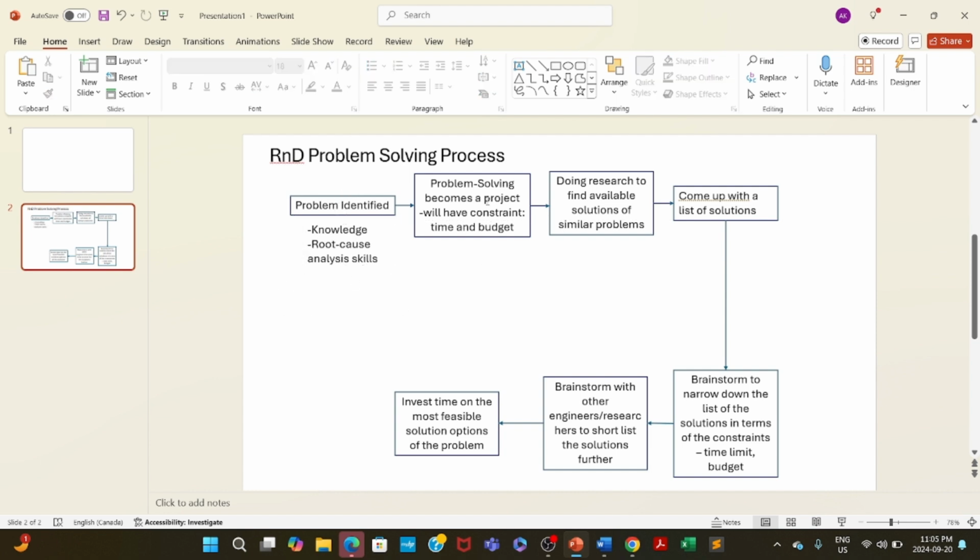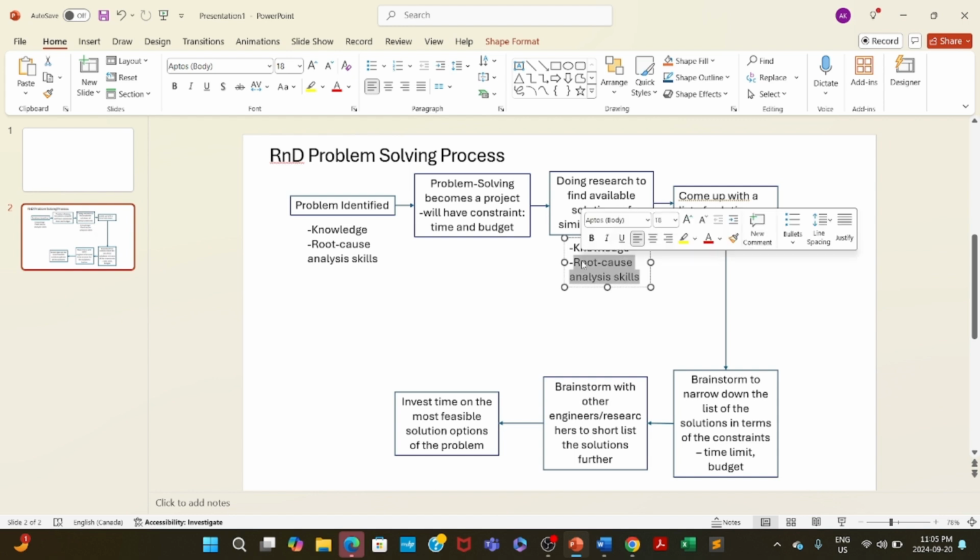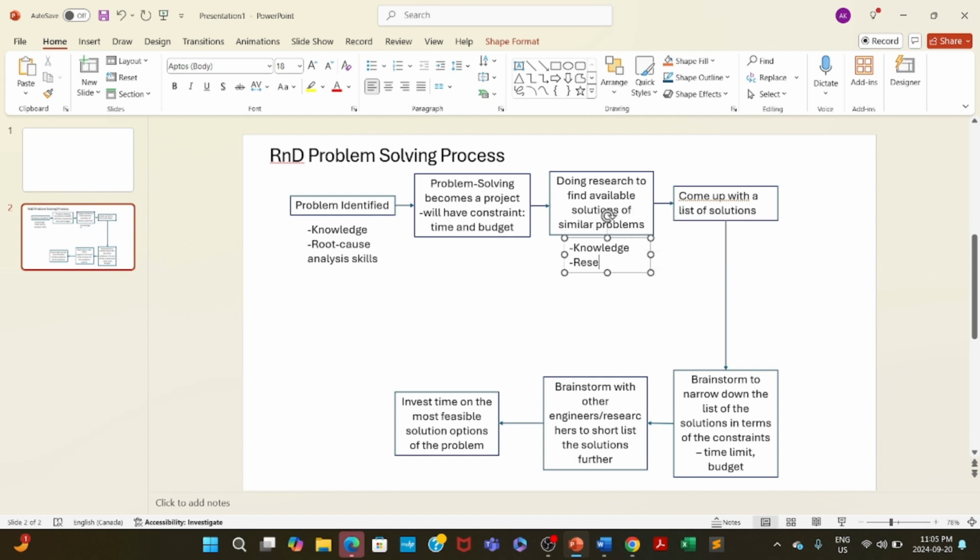Okay, and then problem solving becomes a project with time constraint. This is more like a management point, a project manager's concern, where they have to constrain it in terms of time and budget, and then doing research to find available options. This requires quite a bit of skills. So you obviously have to have knowledge. You have to have the capability of doing research.